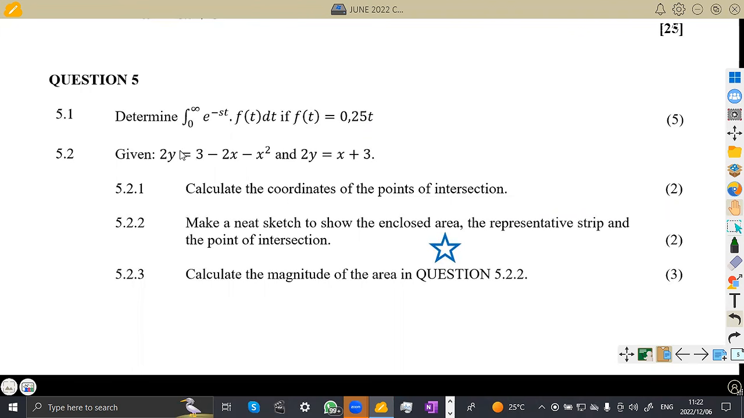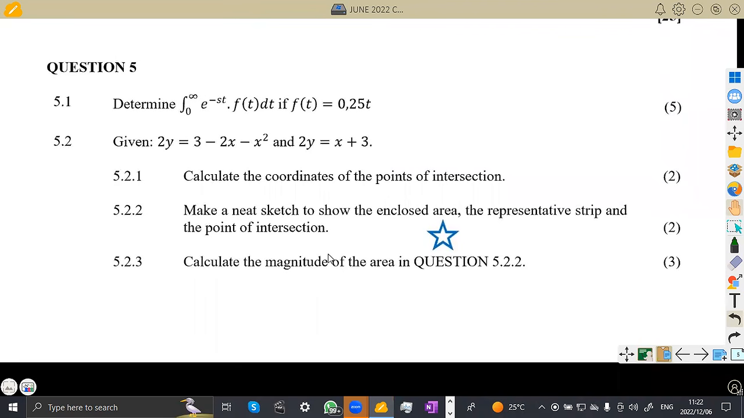A continuation now on question number 5, so we are not going to waste much time, going to quickly rush through the questions that were given so that we are able to understand how to attempt these typical questions.